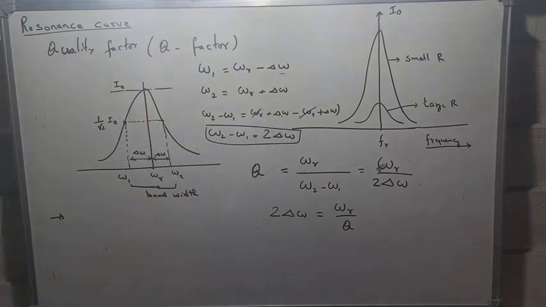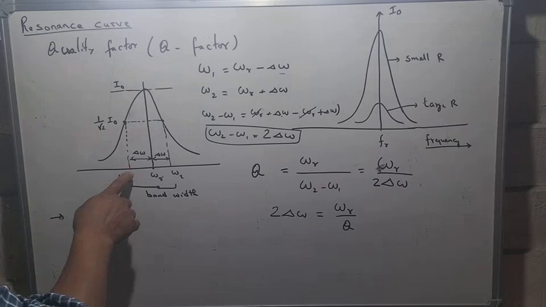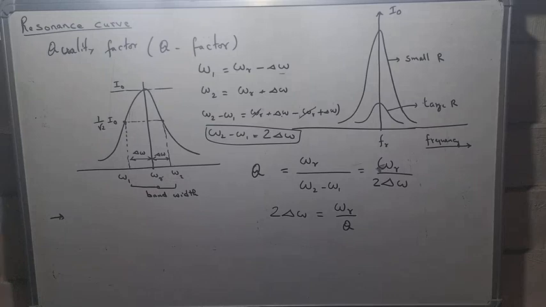Another point here is that these two frequencies, omega 1 and omega 2, are known as the lower half frequency and the upper half frequency of the curve. Alright, I think this is enough for the resonant curve, and we shall see some more topics in the next video.